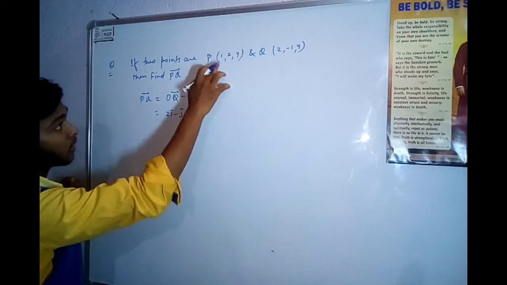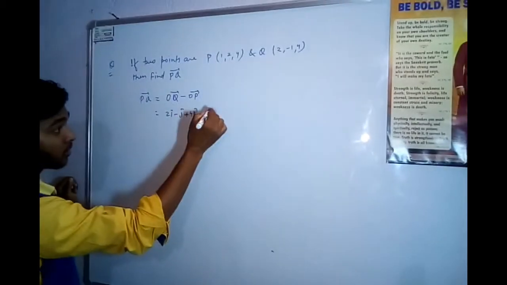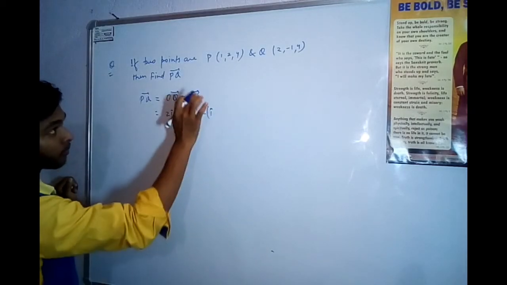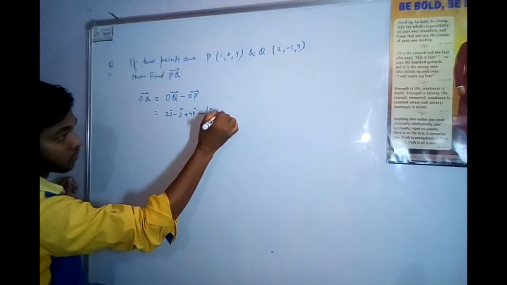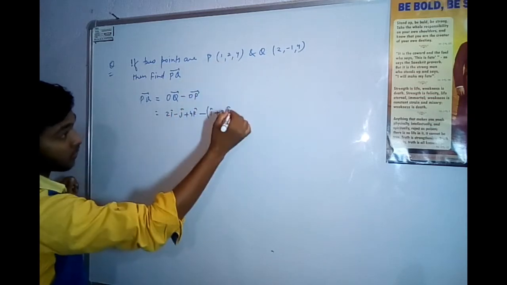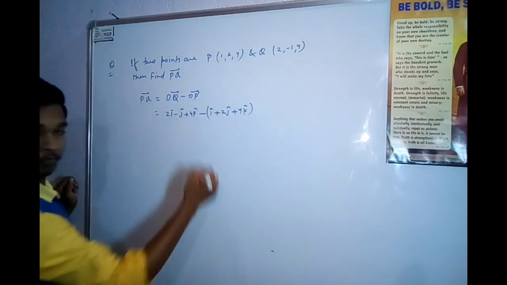OP, how to write OP? The x coordinate of P is 1, so i cap. The y coordinate is 2, so 2j cap. The z coordinate is 4, so 4k.